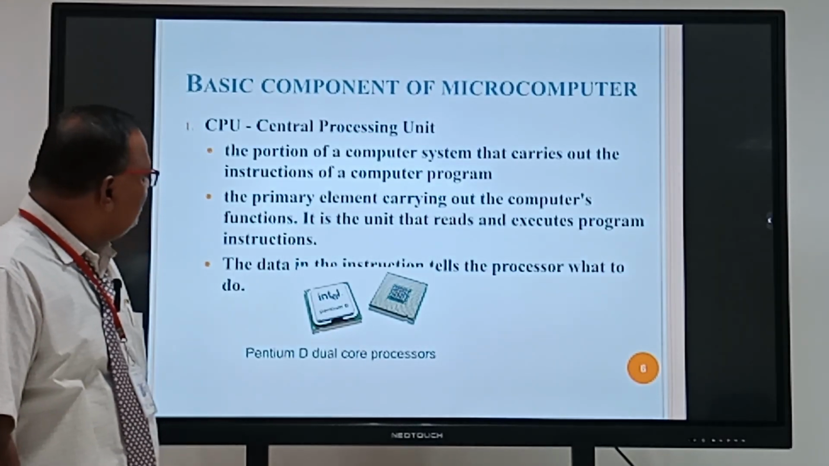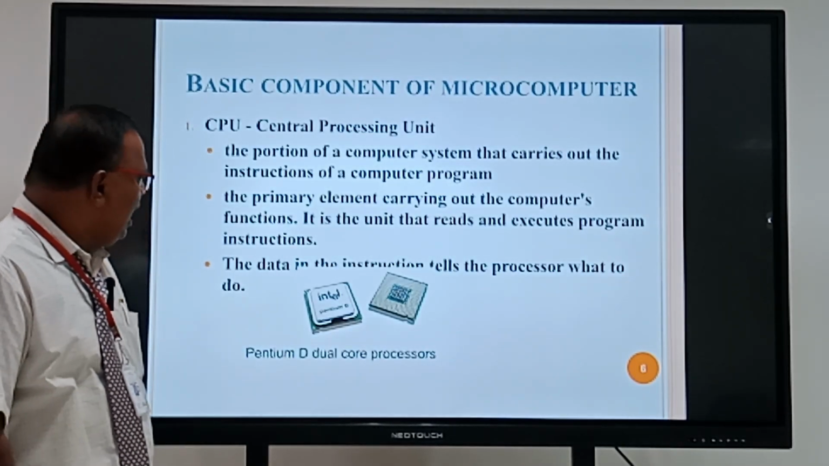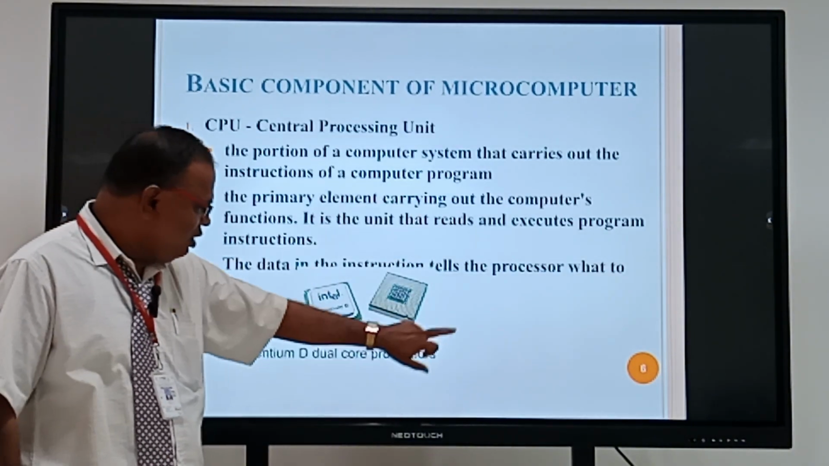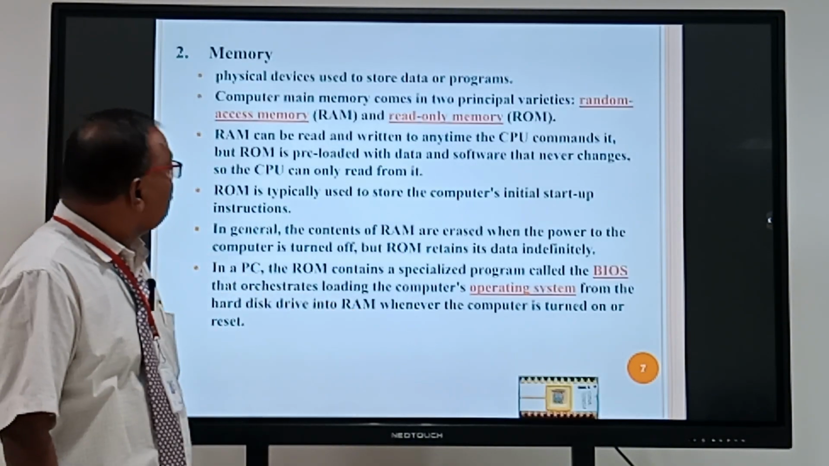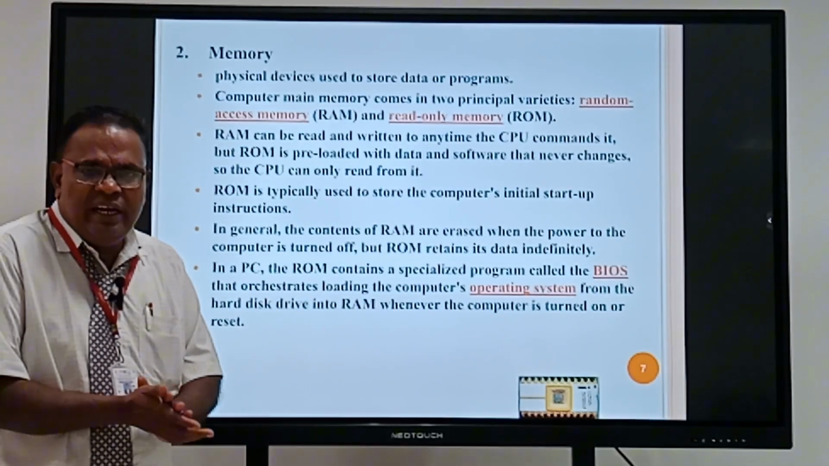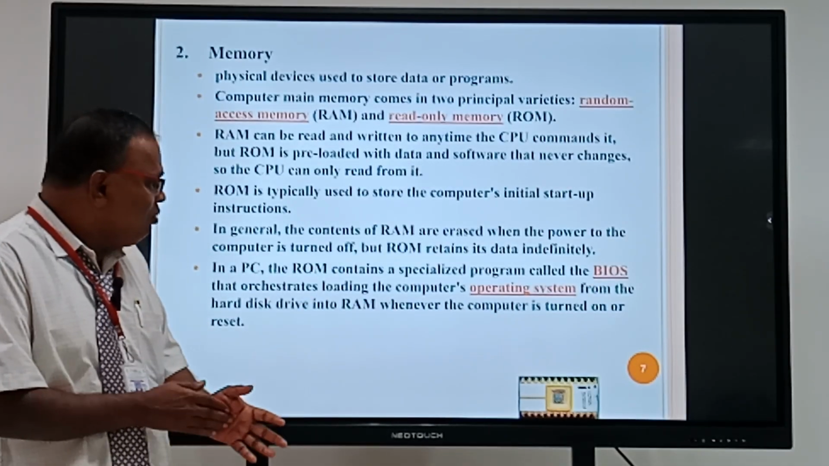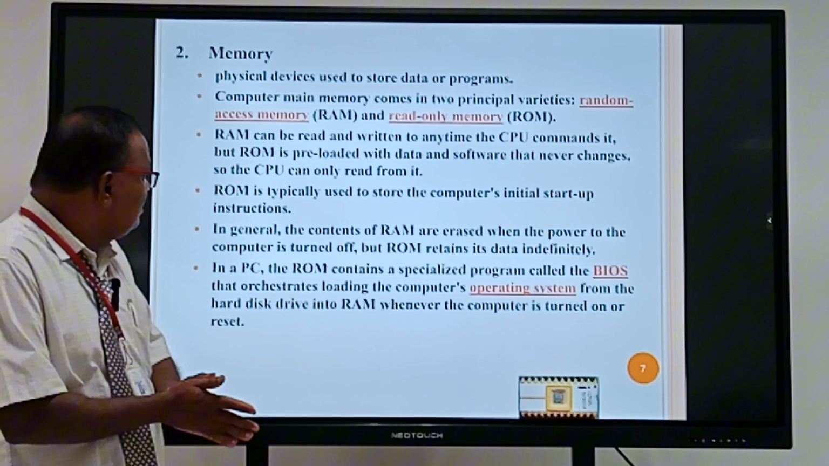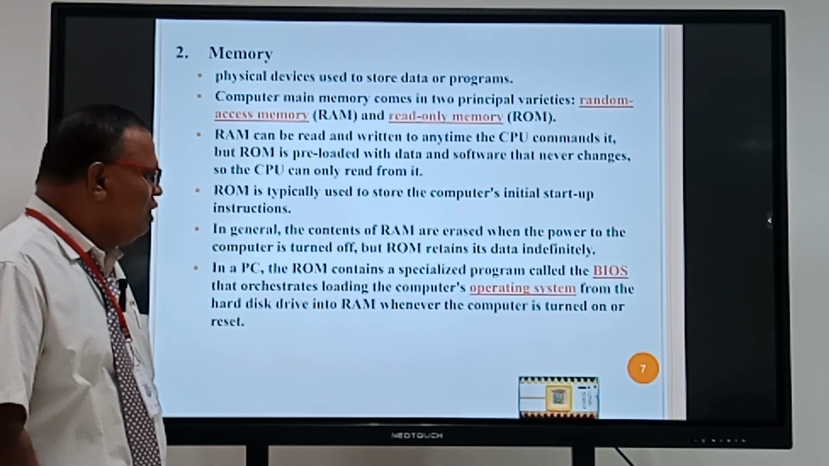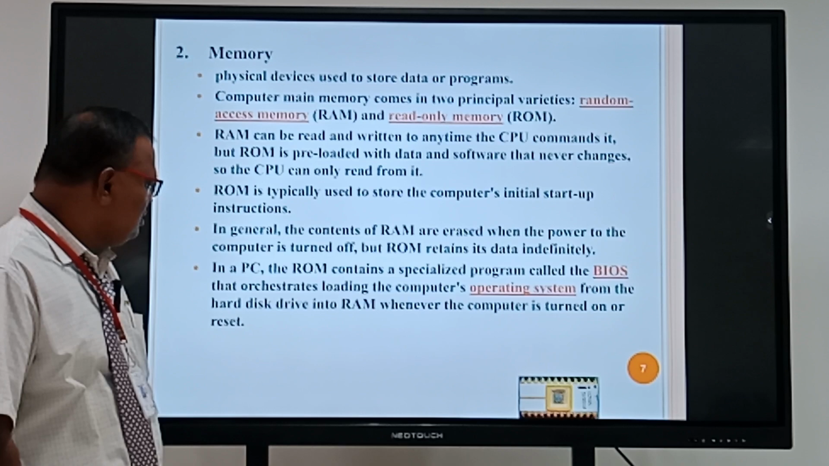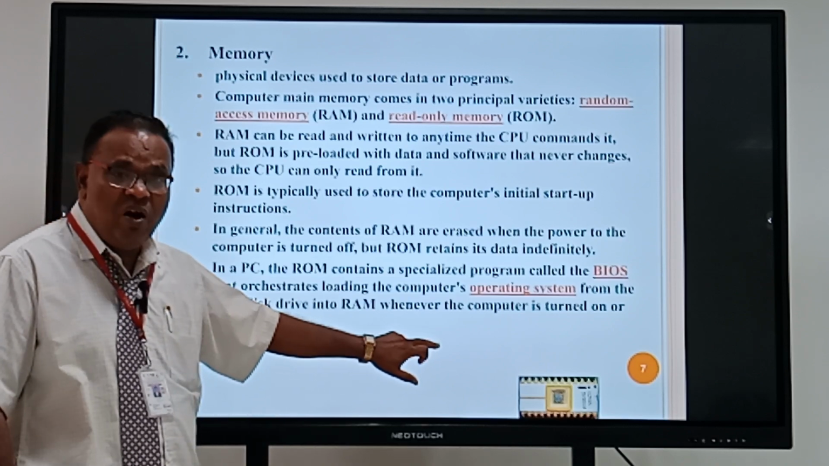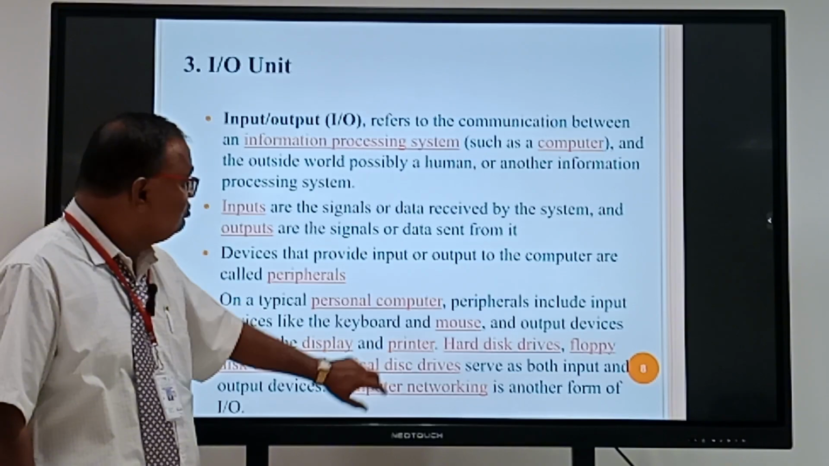And next is our central processing unit and the Pentium processor we are using in microcomputers. And memory includes random access memory, read-only memory, EEPROM and ROM. These are the devices we are using in the microprocessor memory system. BIOS and operating system we are using in the computer during power on and off.